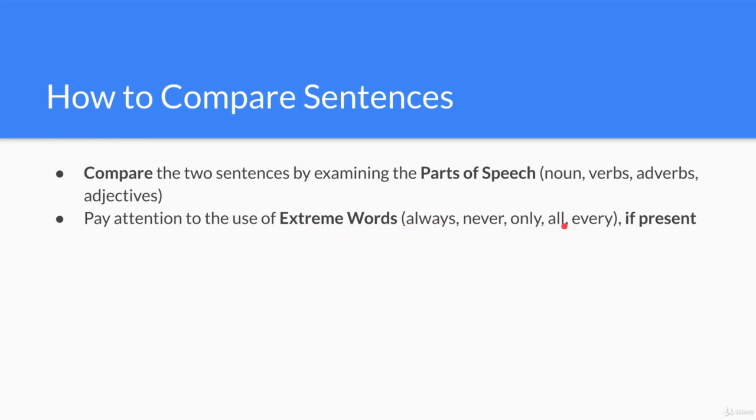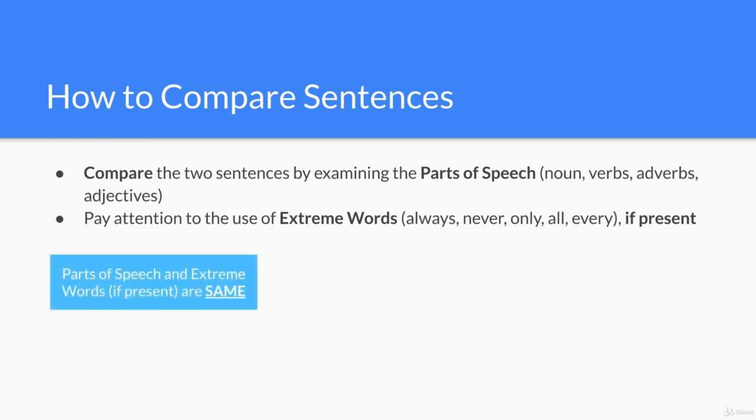And you need to watch out for these extreme words, because they might be hidden in the question. These extreme words will basically try to trick you to pick the wrong answer. So you have to be mindful of them. Don't fall for this trap. And I'm going to show you examples of this very soon as well.